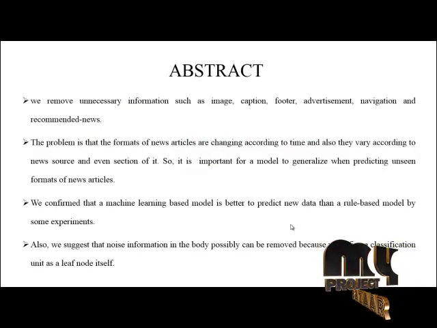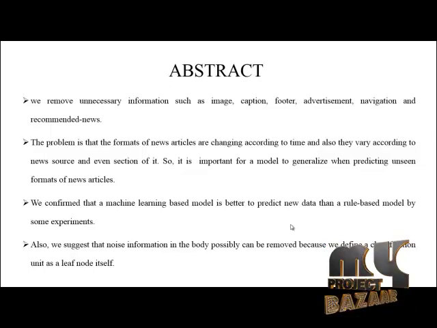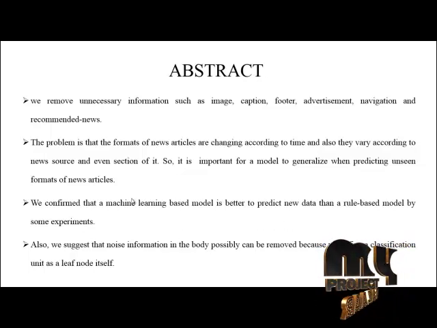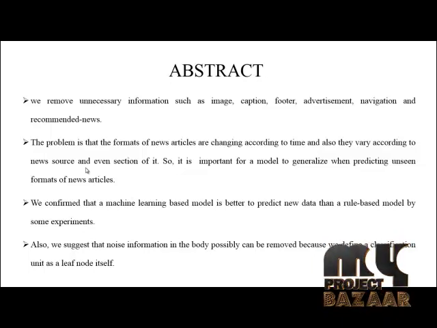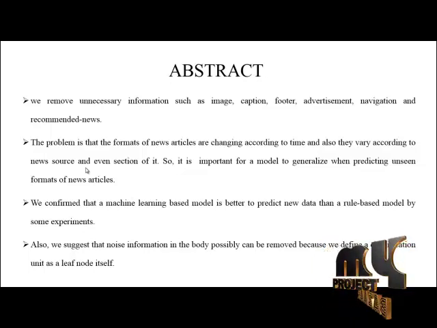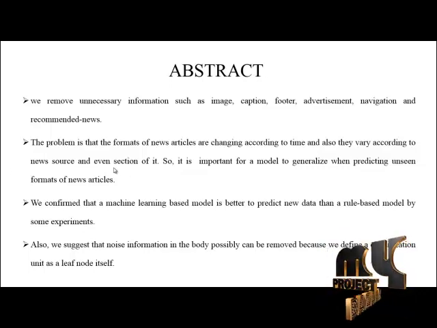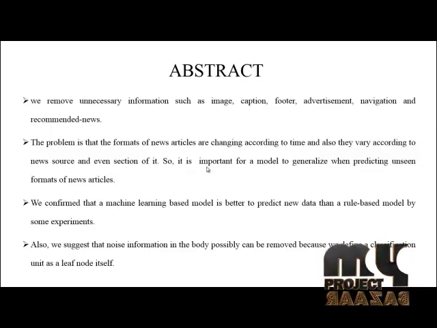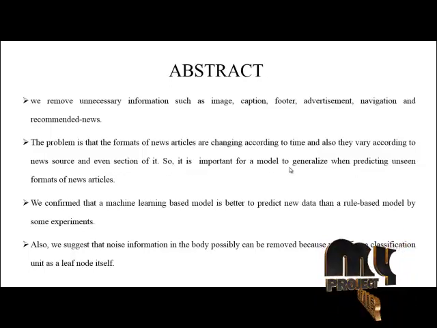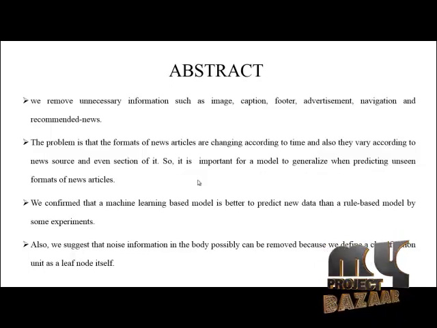So first of all, we remove unnecessary information such as image, caption, footer, advertisement, navigation, and the recommended news. Here the problem is that the formats of news articles change over time, and also vary according to news source and event section. So it is important for a model to generalize when predicting unseen formats of news articles.